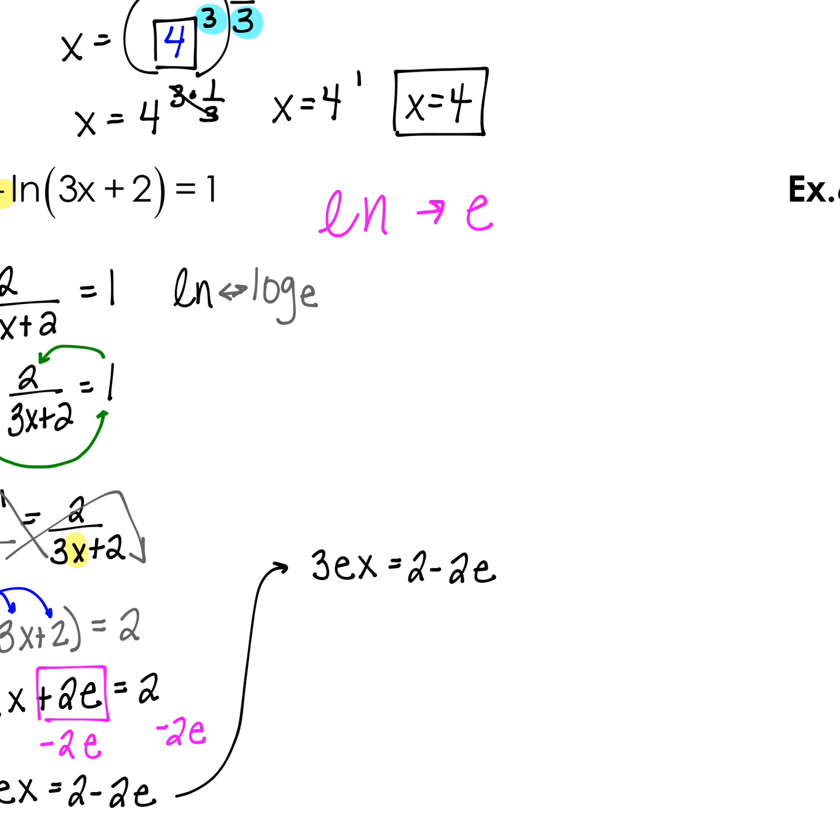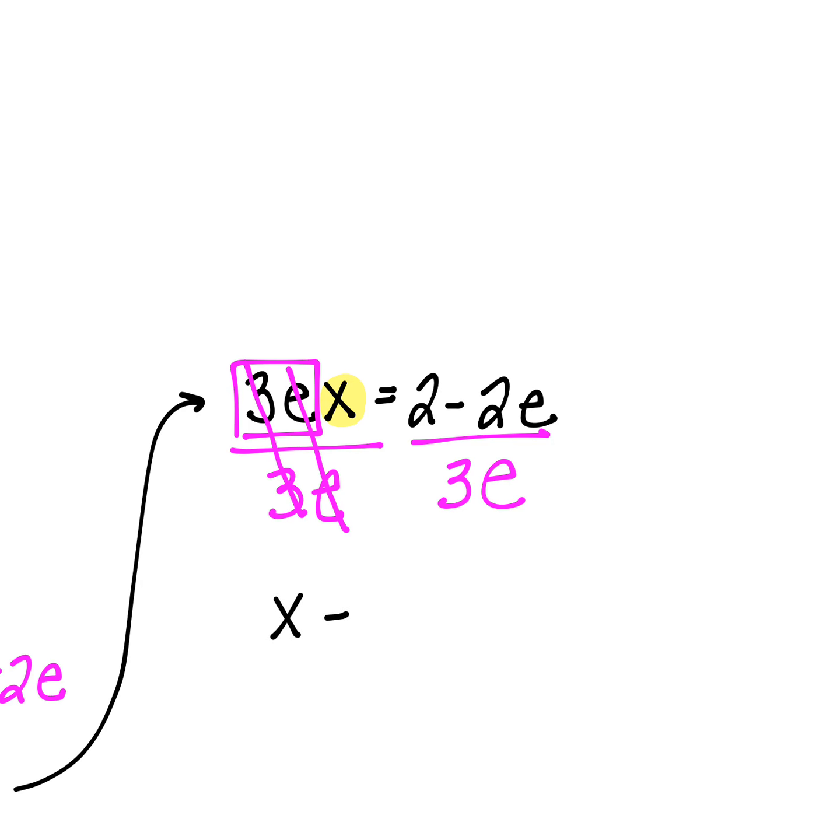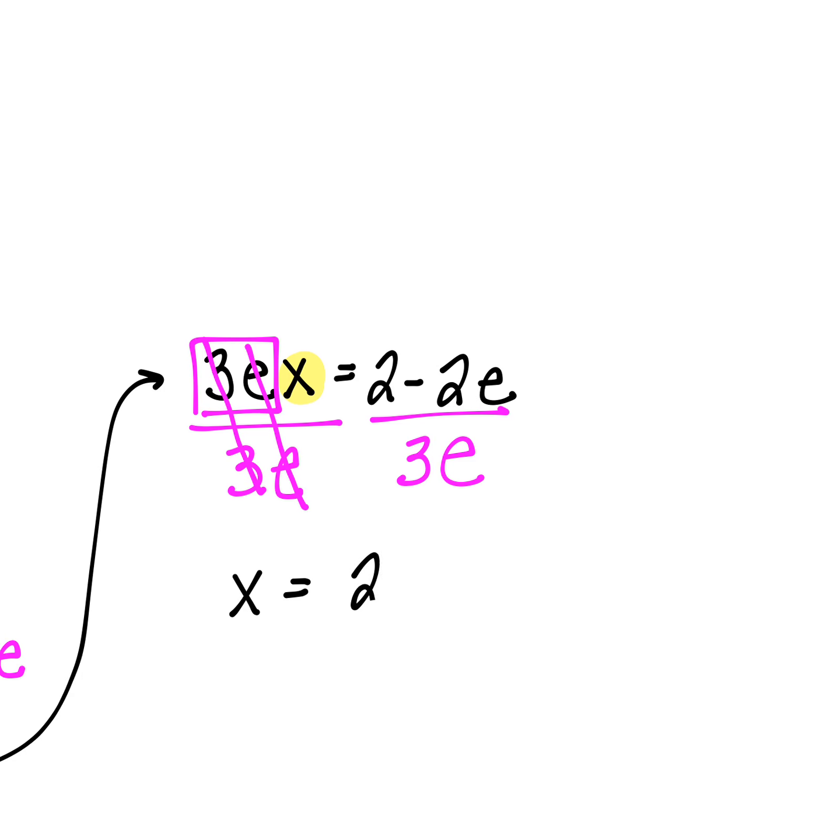Okay. So now I still want to isolate that x. So this 3e is in my way of doing that. So how can I get that to the other side? Because it's being multiplied, I can multiply by 3e or divide by 3e to both sides. So this 3 cancels, these e's cancel, so I'm left with x equals 2 minus 2e over 3e.